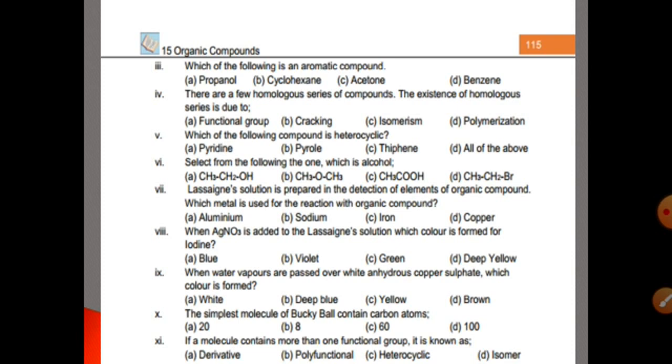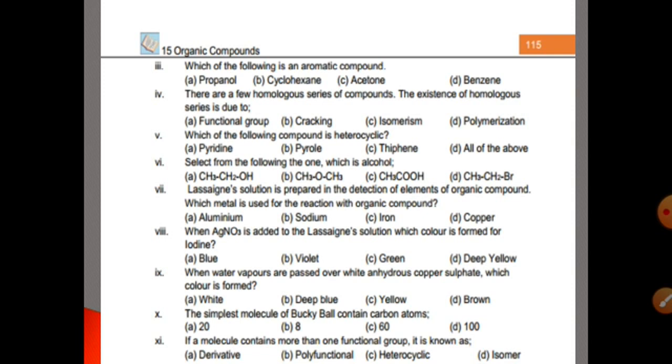Select from the following the one which is alcohol. Which functional group represents alcohol? OH. The OH functional group represents alcohol. Which one of these has the OH functional group? Option A, CH3CH2OH. The correct answer is CH3CH2OH. It contains the OH group which shows the functional group alcohol.